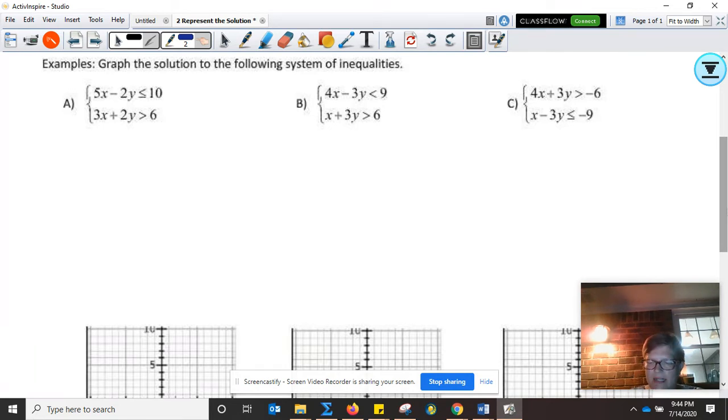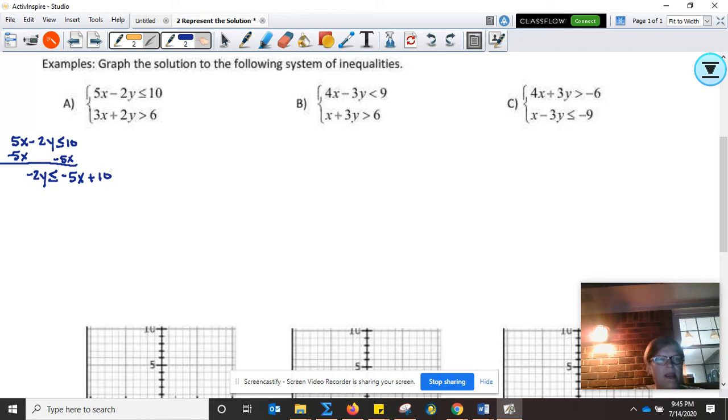So first of all, we need to get these in slope-intercept form, y equals mx plus b. So I have 5x minus 2y is less than or equal to 10. Okay, so I need to solve for that y. So I'm going to subtract 5x from both sides. What I do to one side, I also do to the other. That's the subtraction property of equality. So I'm going to bring down my negative 2y. It's less than or equal to negative 5x plus 10.